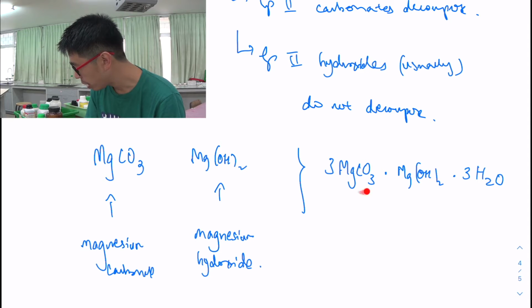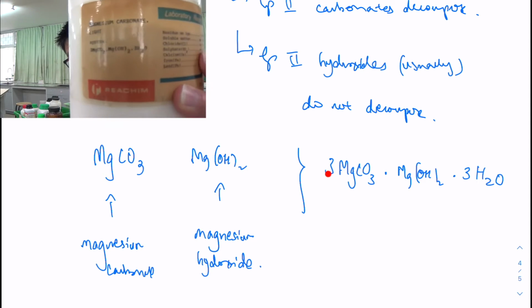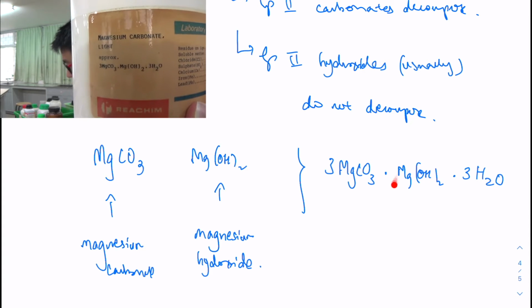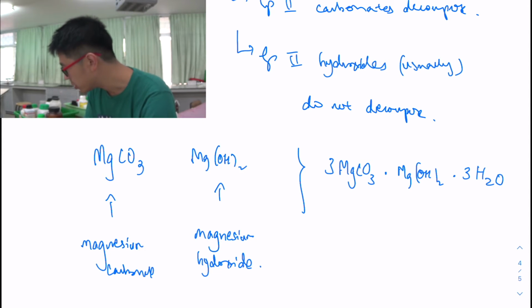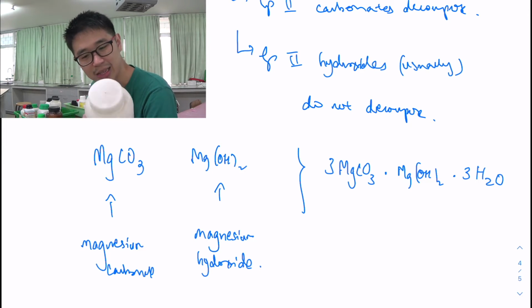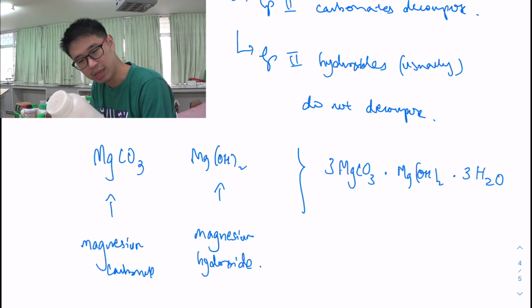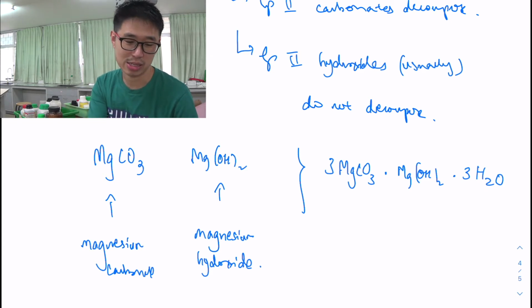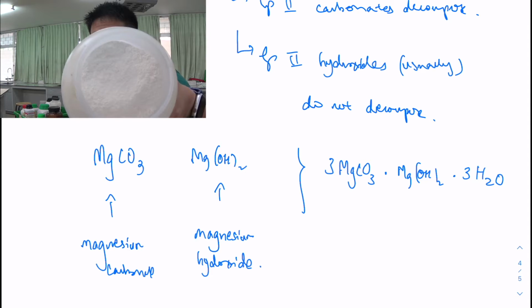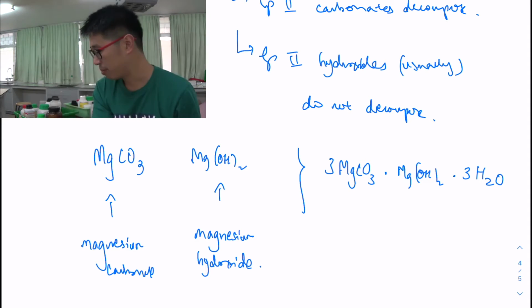It means if you work out the Mr of MgCO3, you need to multiply the whole thing by 3, and then you add the Mr of this magnesium hydroxide, and then you add 3 times the Mr of the H2O molecule. It doesn't have the molecular mass here, but anyway, you can work it out yourself, and that's essentially what could happen in an A-level paper. It is a white solid, so it doesn't contain any transition metal complex at all.